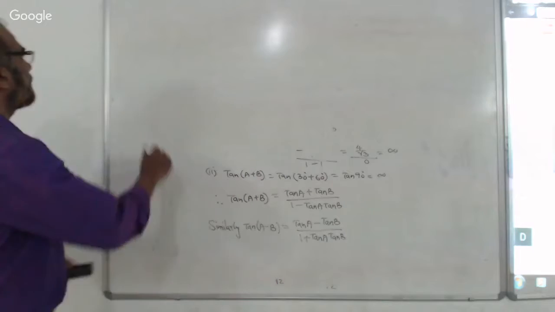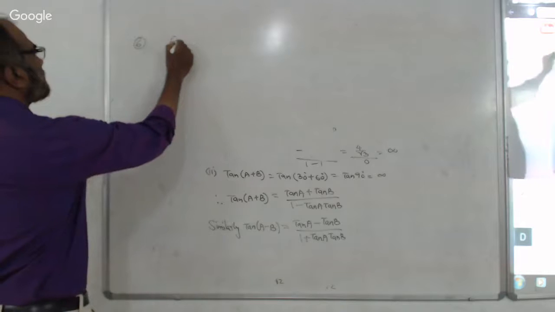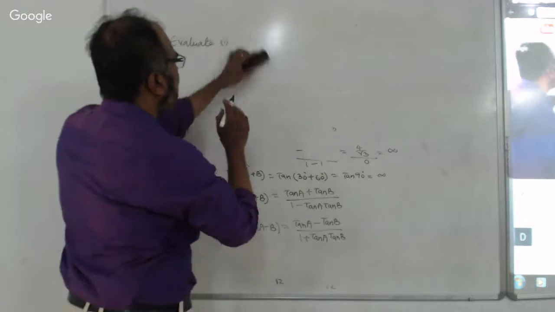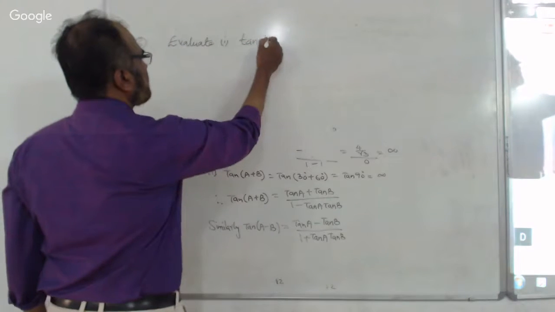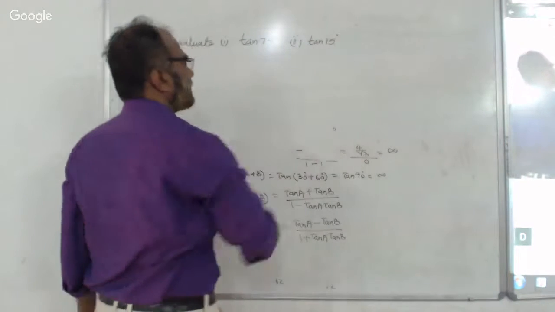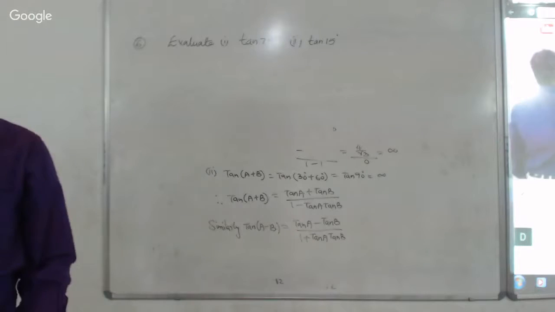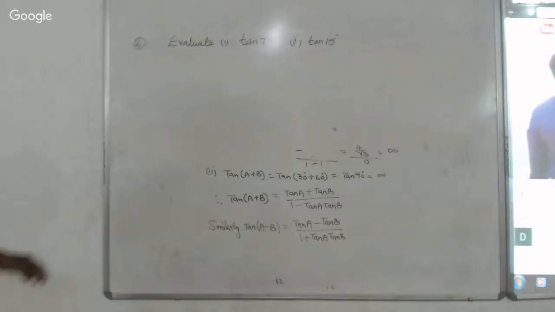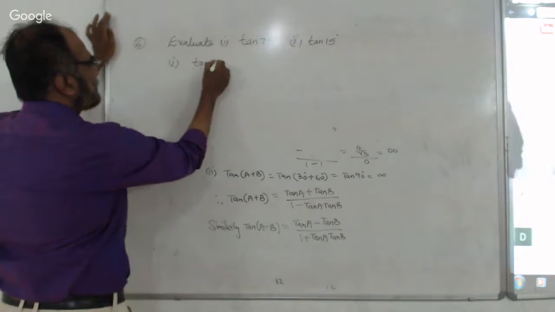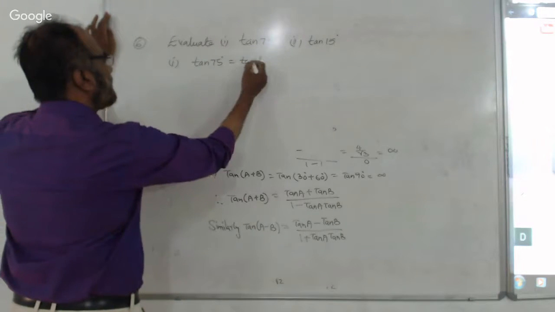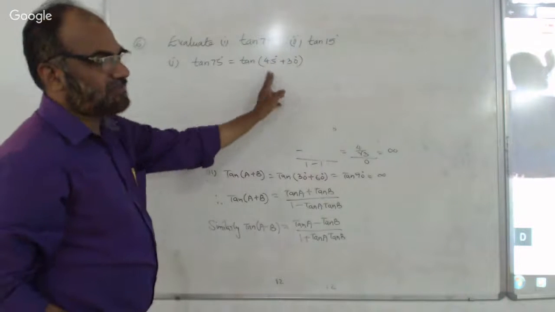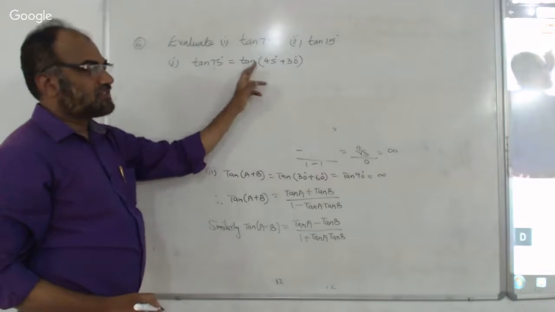Next, let us evaluate tan of 75 degrees and tan of 15 degrees. How to write tan 75? 45 plus 30. You can write tan 75 as tan of 45 plus 30. So it's like tan of A plus B now. 45 plus 30 is 75.